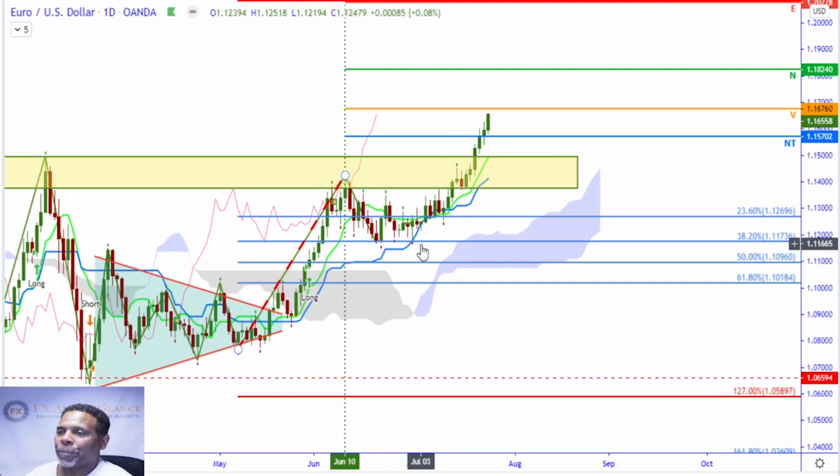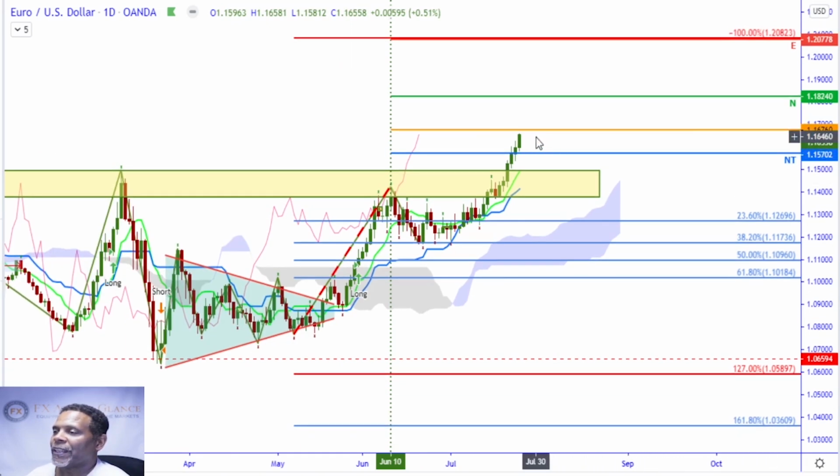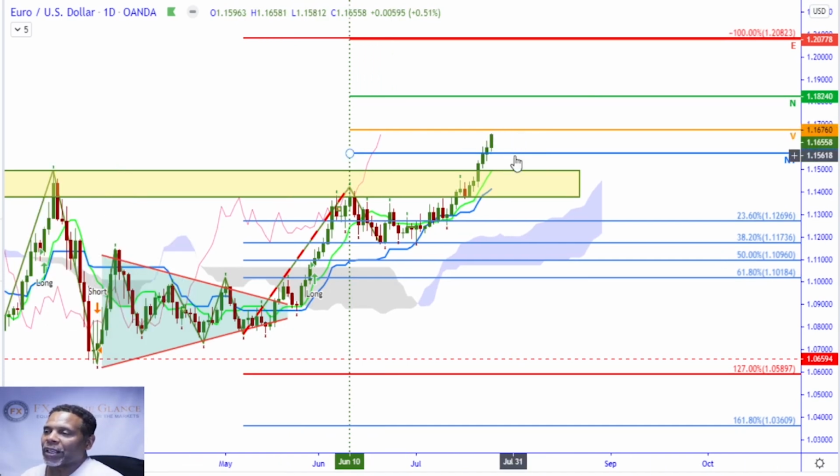Now, I put in my levels from 1, 2, 3. We broke the NT level, getting to the V level, and may get to the N level. So we should have been looking at entering the market in this area because we don't want to enter way up here. But now when we get to this point, you may start to see the market correct itself, all right? So we are pushing strong.